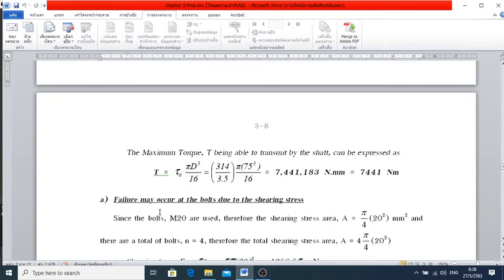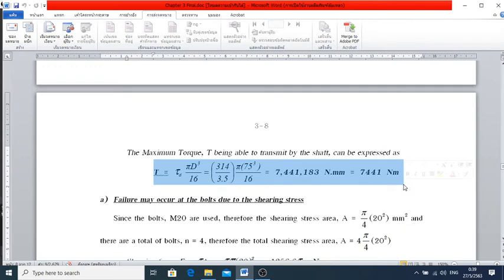Then the maximum torque that can be transmitted as a whole member from the left to the right, from the input shaft, is going to be determined like this. The torque is going to be equal to tau design. The tau design given by the problem set for the input shaft is 314, over the safety factor of 3.5, and then pi d to the power of 3 over 16 respectively. So the torque generated is going to be 7,441 respectively.